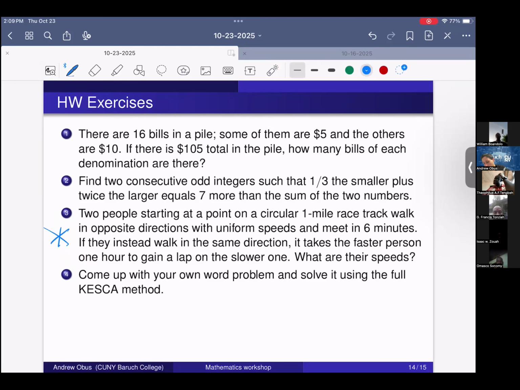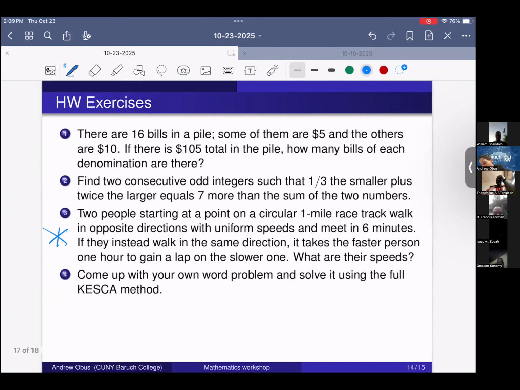So this one's a little difficult. I'll give it a star. It's harder than the other 2 problems. But in the end, you can do it with the same method. You can just write down a key. Probably your variable should be the first person's speed and the second person's speed. And then each of the 2 facts here is going to give you an equation relating those variables. And then the fourth one would be come up with your own word problem and solve it using the full Keska method.